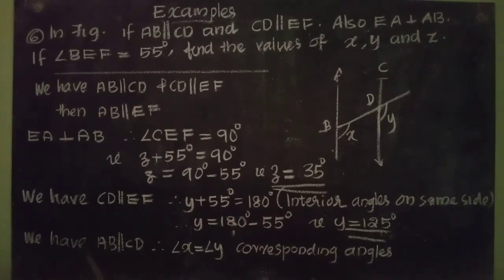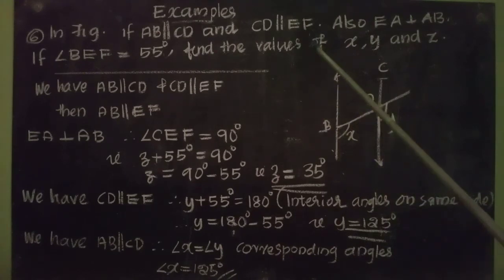So let us write, we have AB parallel to CD. Therefore, angle X equals angle Y, corresponding angles. Here we know the value of Y. It is 125 degrees. Therefore, angle X equals 125 degrees. So we got the values of X, Y and Z. X equals 125 degrees, Y equals 125 degrees, Z equals 35 degrees.